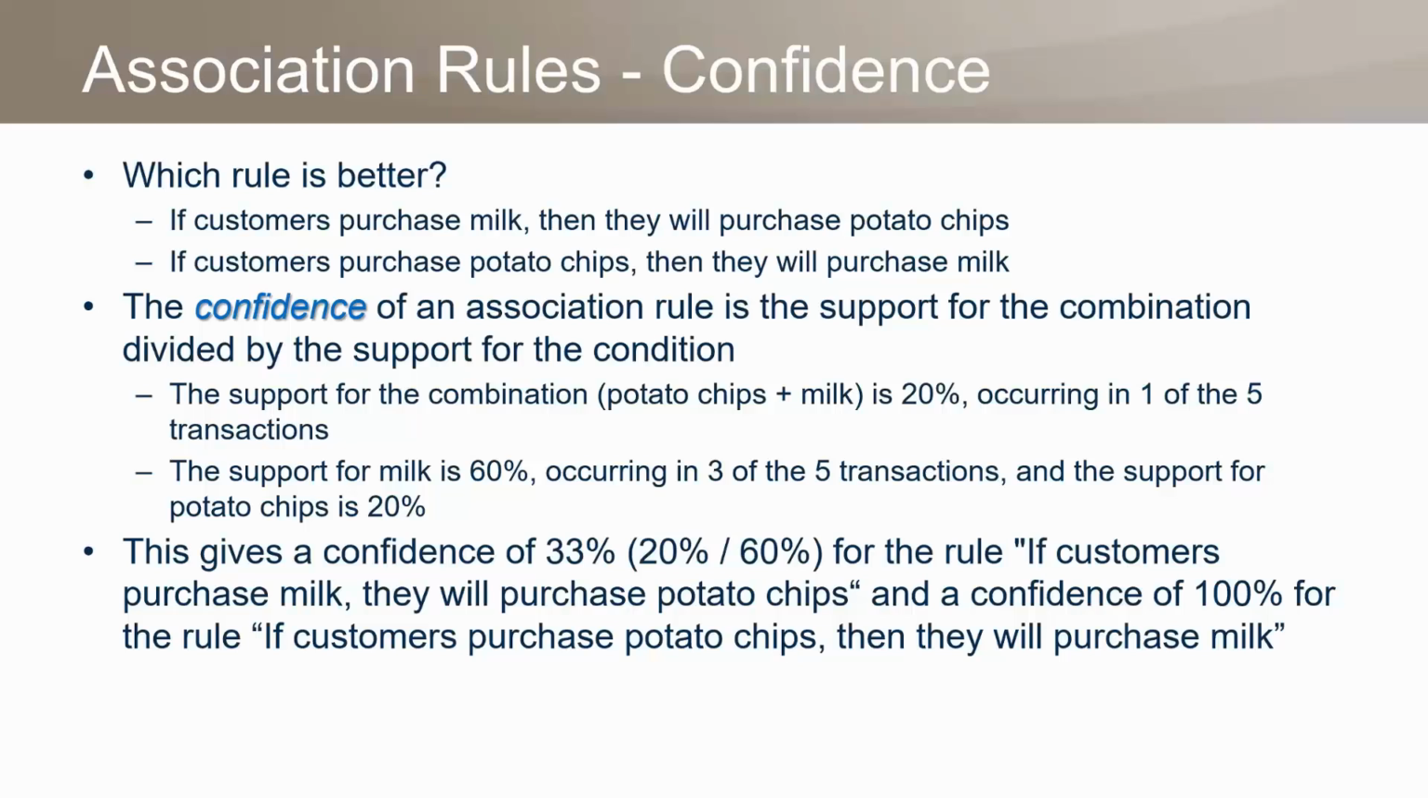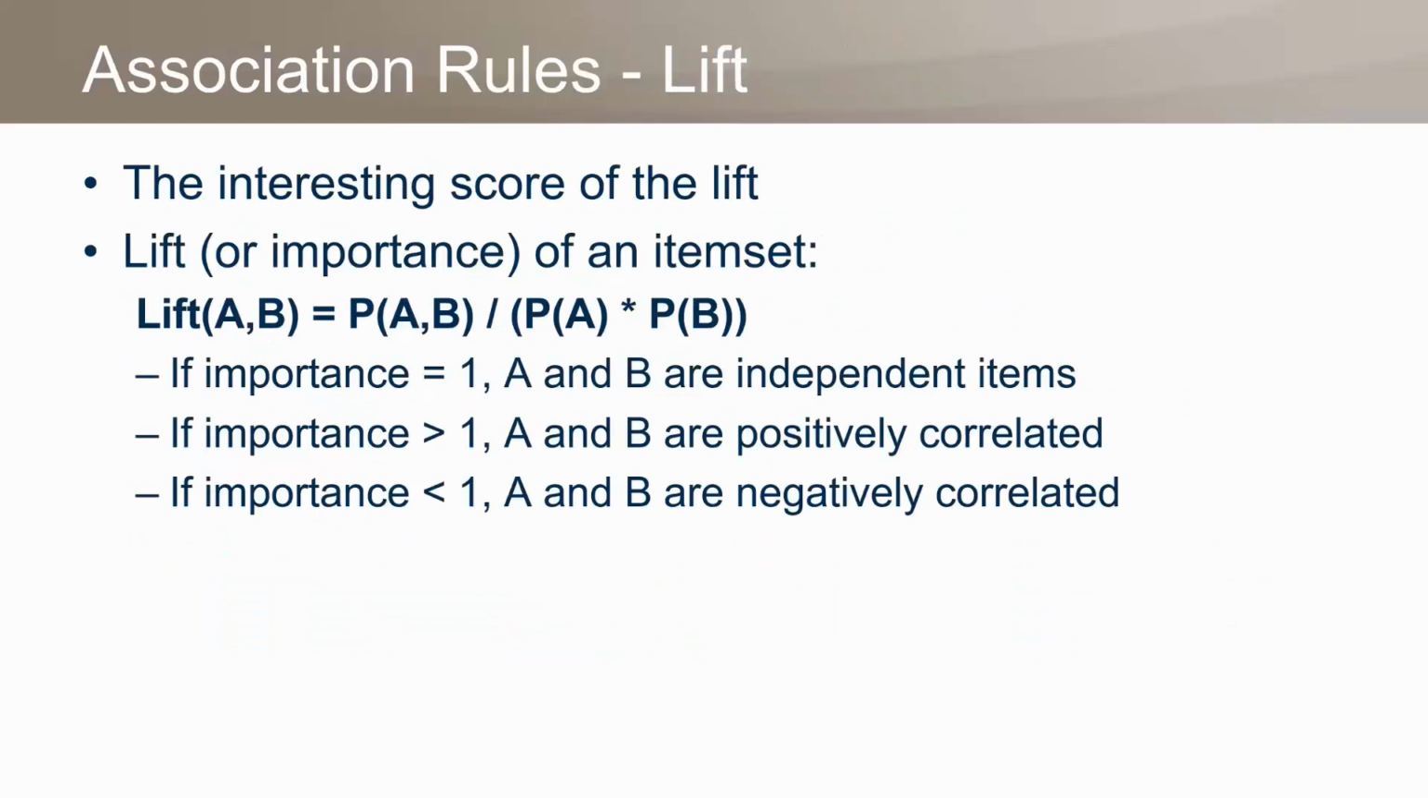Support is, of course, important. Confidence is also important. Which one is more important? We can calculate an additional measure, which is called lift, also sometimes called importance. So how do we calculate this? By definition, lift is the probability of the combination divided by the product of the probabilities for both item sets individually.